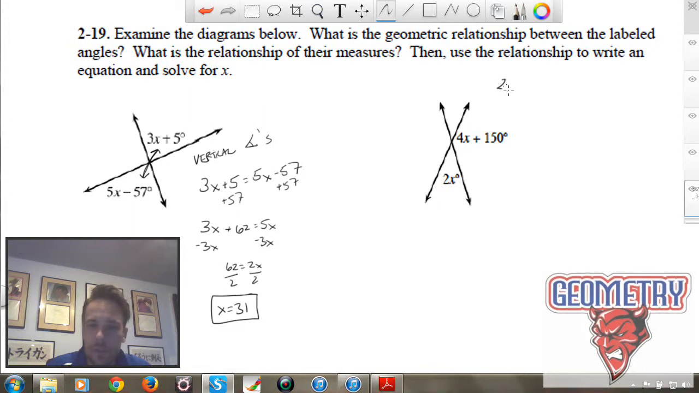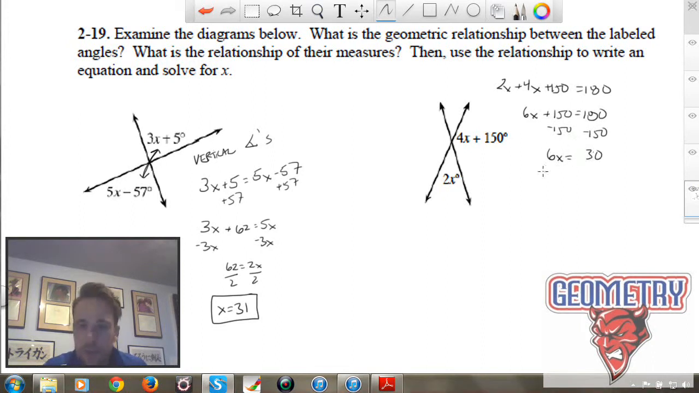So our equation is going to basically combine these two angles together. So 4x plus 150 plus 2x, we set that equal to 180. Combining like terms, we get 6x plus 150 equals 180. And move this 150 to the other side. So 6x equals 30. Dividing both sides by 6, x equals 5.